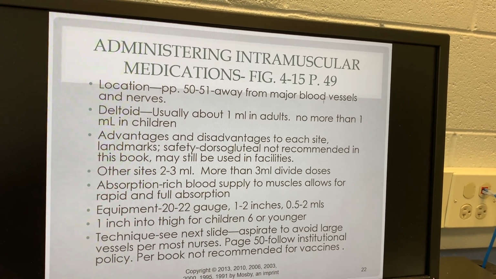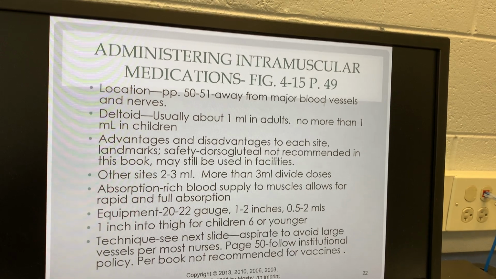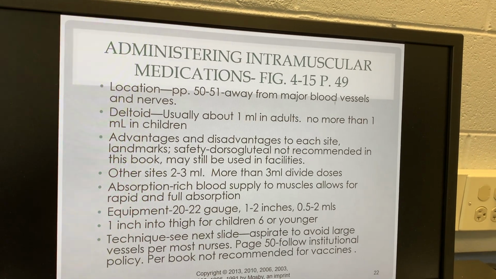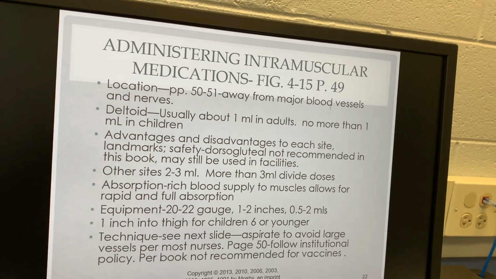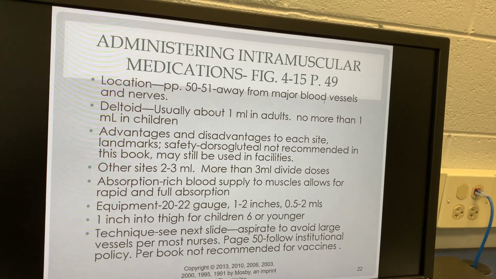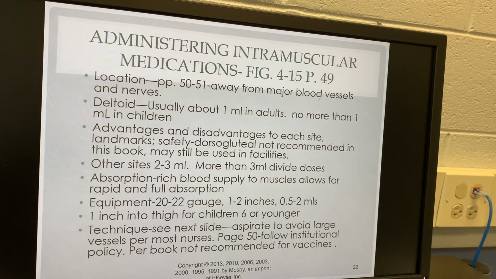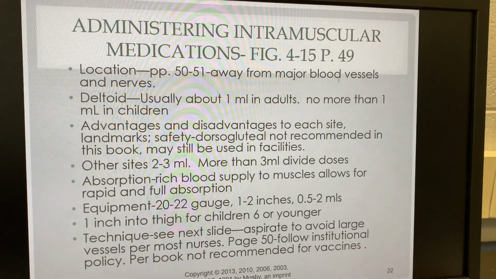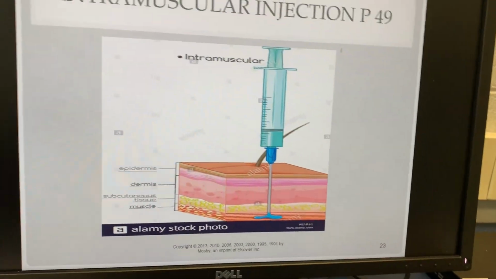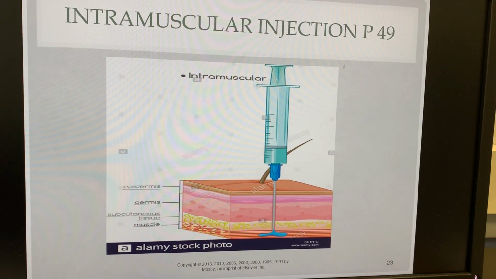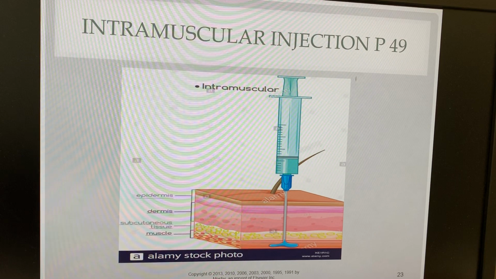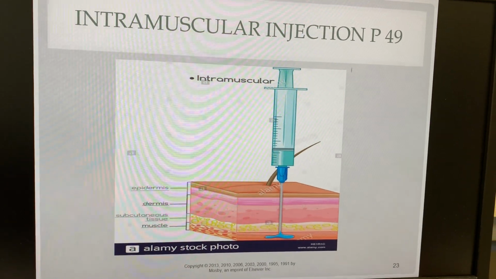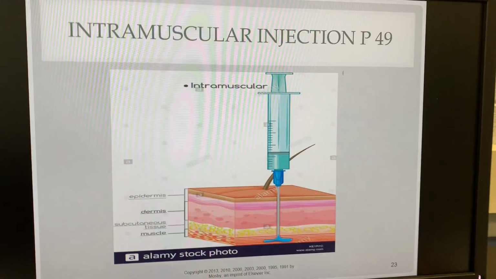So if you go to get a flu shot in your upper arm, they're probably not going to draw back, because they're most likely not going to be in a vein. But in the hip, the buttocks, or the thigh, you need to aspirate and make sure you're not in a vein. All right, the next slide shows an intramuscular injection. This is talked about on page 49, and you can see you're going straight in, and you're aiming to make a pool of medication in that muscular area.